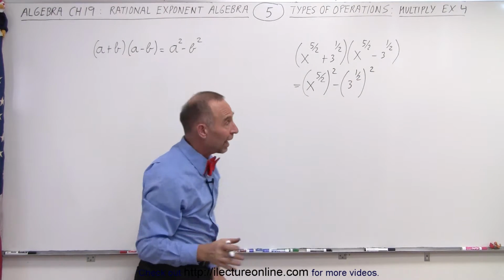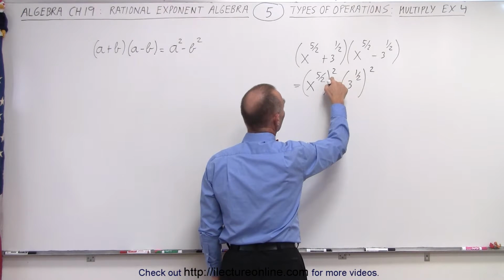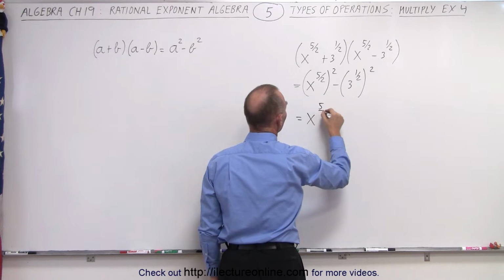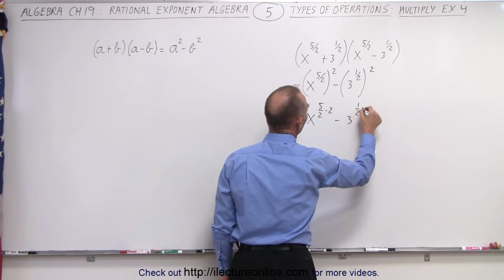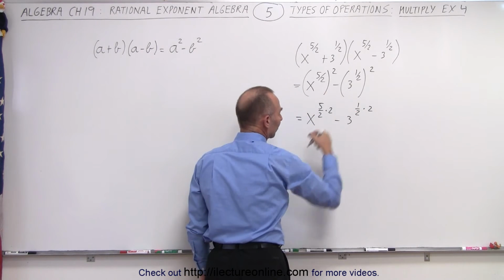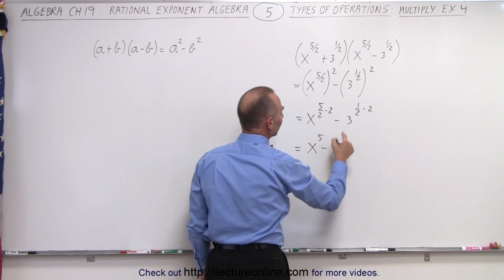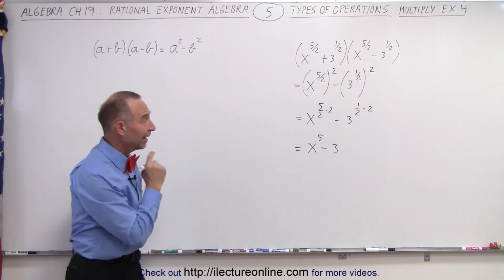And then we just simply have to simplify that. Notice when we have an exponent raised to an exponent, we must multiply. So this becomes x^((5/2)·2) minus 3^((1/2)·2). And then here you can see the 2's cancel out. They cancel out there as well. So this becomes x^5 minus 3^1, which is simply minus 3. And that is how that's done.